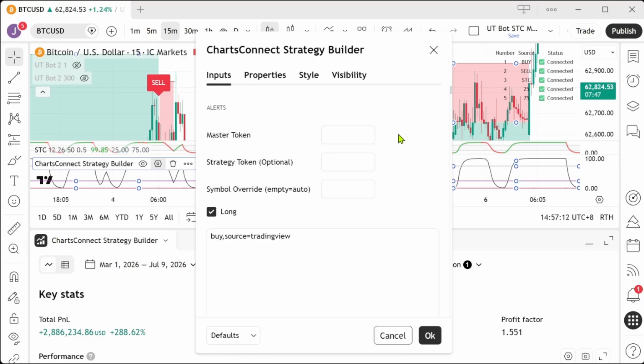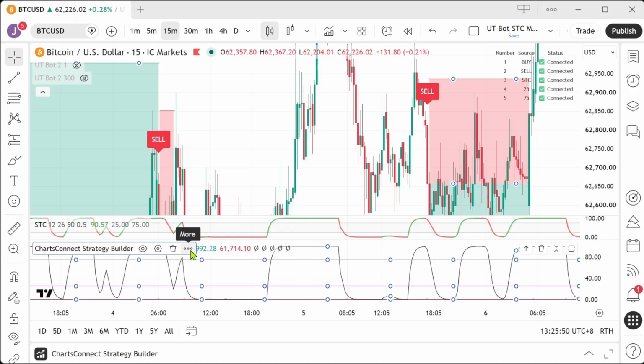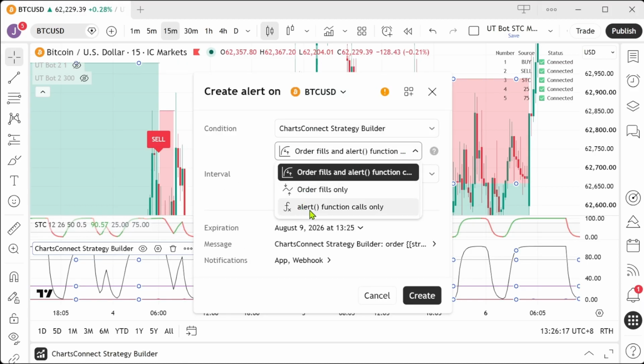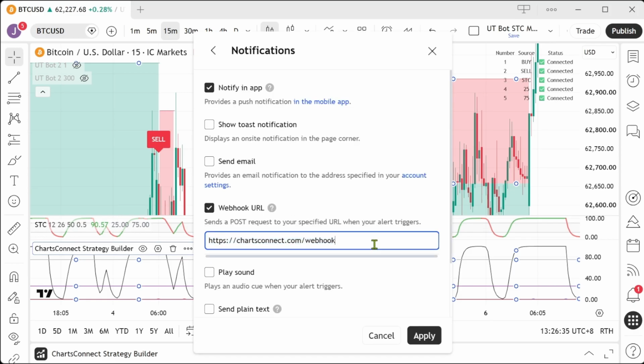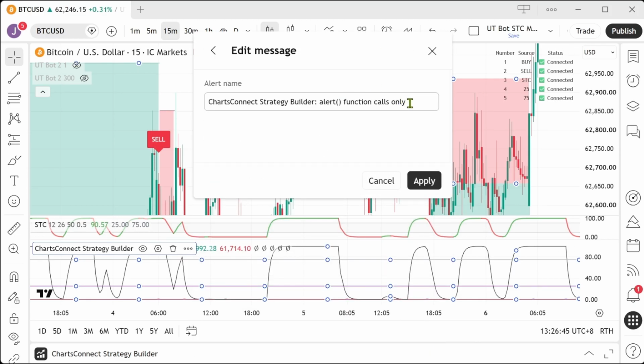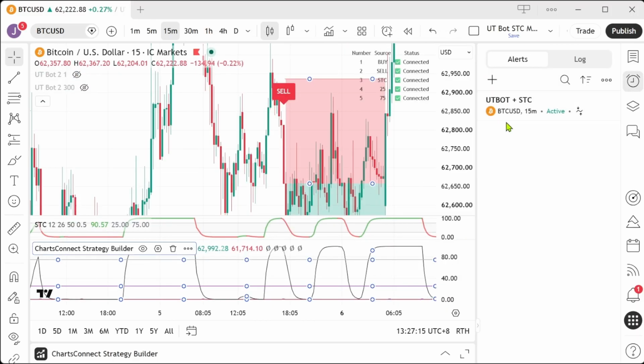Okay, back in ChartsConnect Strategy Builder, paste the master token here. Next, check these 3 options so that all these alerts will be sent across to your broker. Click OK. Now, click these 3 dots over here. Select Create Alert. And over here, we are going to select Alert Function Calls only. And make sure that your webhook is pointing to the right place. Click Apply. If you want, you can change the name of your alert. Let's change this to UT Bot STC. Apply. And we click Create. Now, your alert is active. We have now successfully connected the alert from TradingView to ChartsConnect.